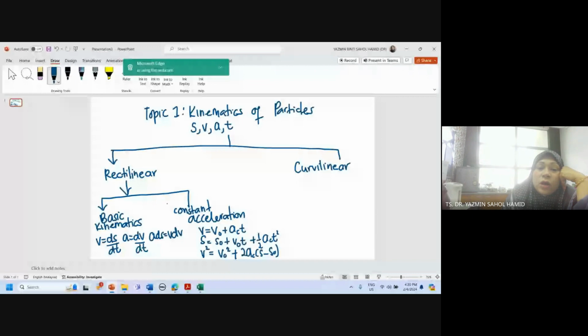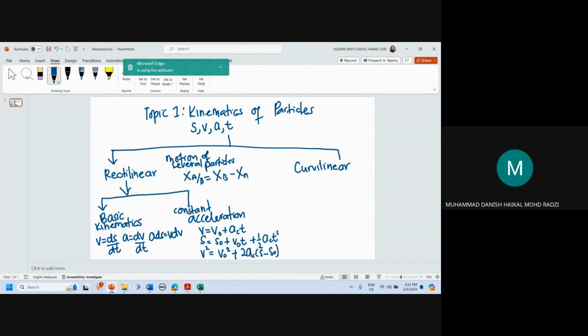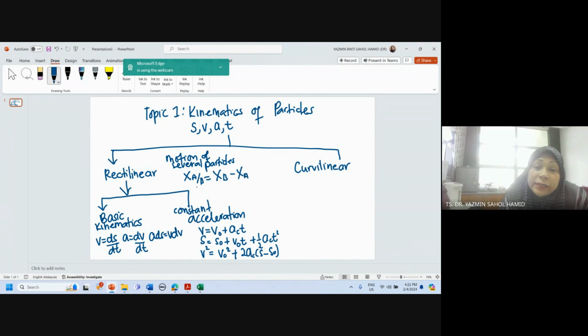We also did motion relative to another particle, motion of several particles. I'm going to write it up here. We also learn on motion of several particles. Where we relate the relative motion, x of B with respect to A equals x_B minus x_A. If you differentiate it, it becomes velocity. You differentiate velocity, it becomes acceleration. This is what you call the relative motion with respect to another one.